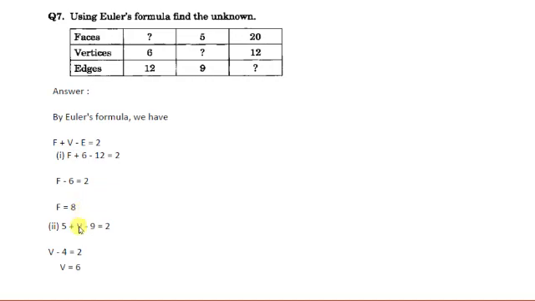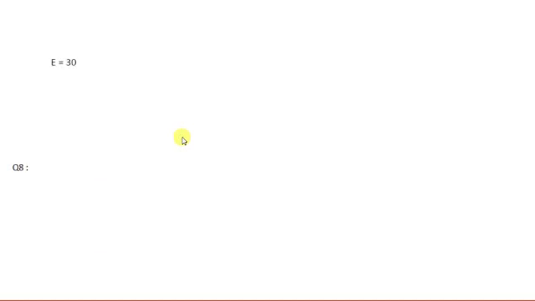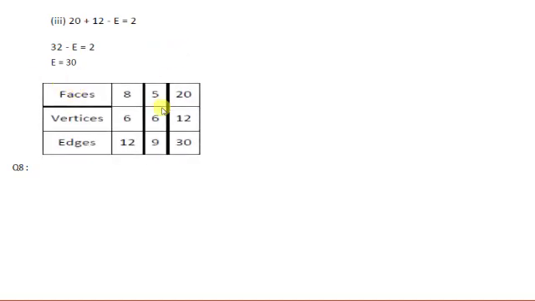In the second part, V is unknown, F is 5, E is 9, so 5 minus 9 is minus 4. Transfer this on the right side, we get V equal to 6. In the third part, F is 20, V is 12, and E we have to find out. So 32 minus E equal to 2. 2 को ट्रांसफ़र करेंगे on one side, so you get E equal to 30. So like this you can complete this table.